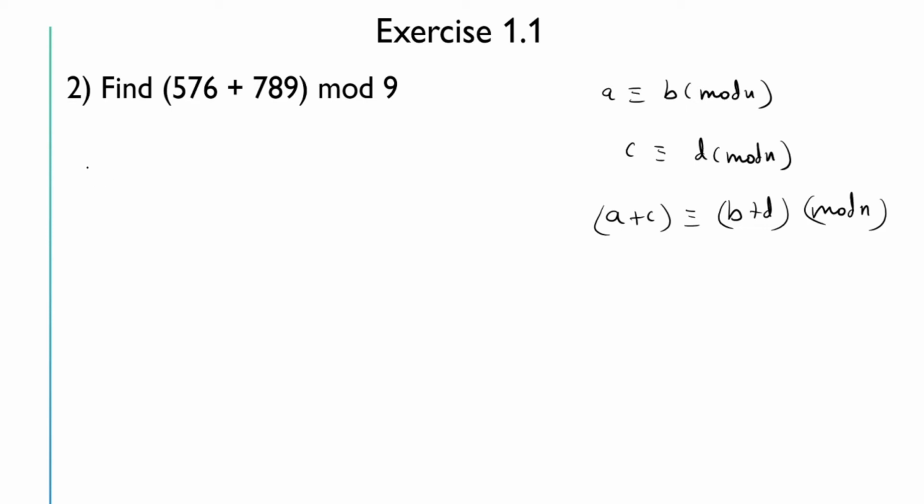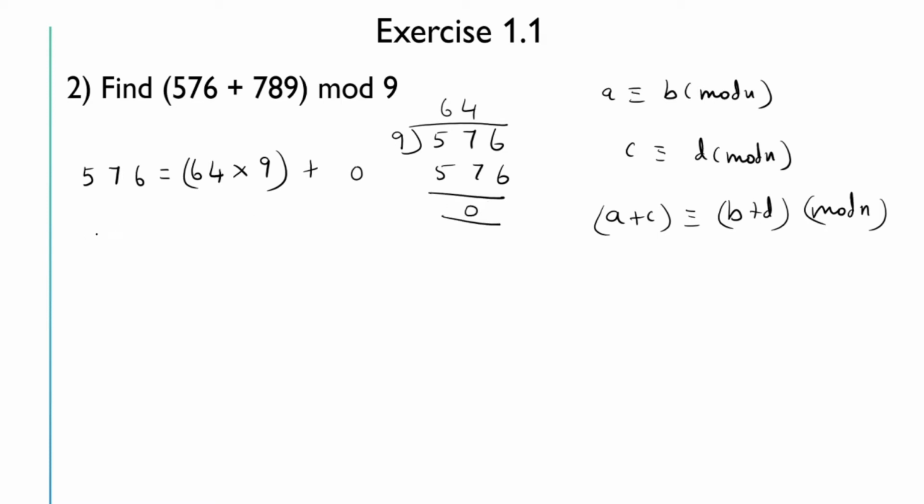First let us find what is 576 mod 9. So 576 is equal to 64 into 9 plus 0. Here when we divide 576 by 9, we get the remainder as 0. So we can write 576 congruent to 0 mod 9.